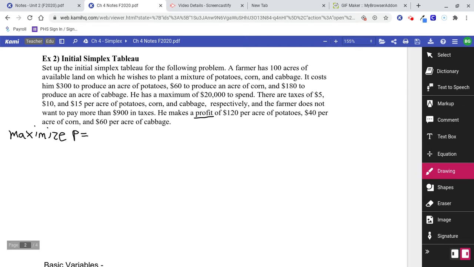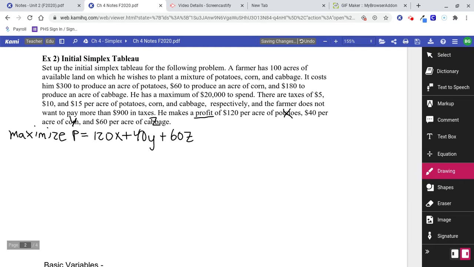Just like in the last chapter, when we maximized profit, we're doing the same exact thing. So you ought to be able to set this up because you did the last section. We're talking about 120 for potatoes. Let's call potatoes X and corn Y and cabbage Z. We can use X, Y, and Z; we don't have to use X1, X2, X3, though you can if you want. It doesn't really matter. So let's say 120X plus 40Y plus 60Z. Okay, that's my objective function.